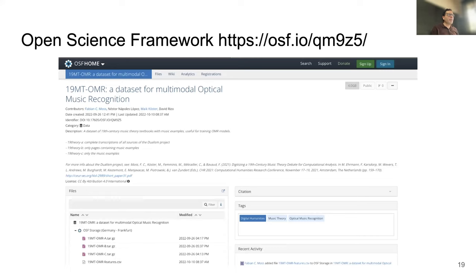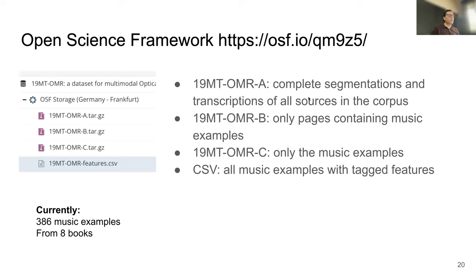This dataset is already uploaded to the Open Science Framework. You can check this URL, which you also have in the PDF in the proceedings, so you can download all the contents from these files. We have created three flavors. The first one contains everything, all the transcription, all the segmentation. The second one contains only the pages that contain music examples. And the third one contains just the cropped images along with the encoded files in Kern, and the CSV that we have just seen before.